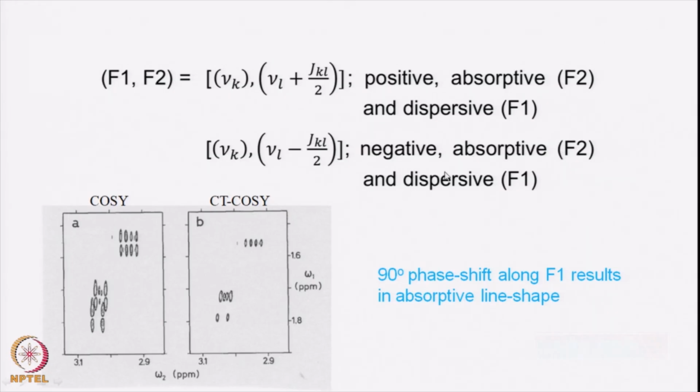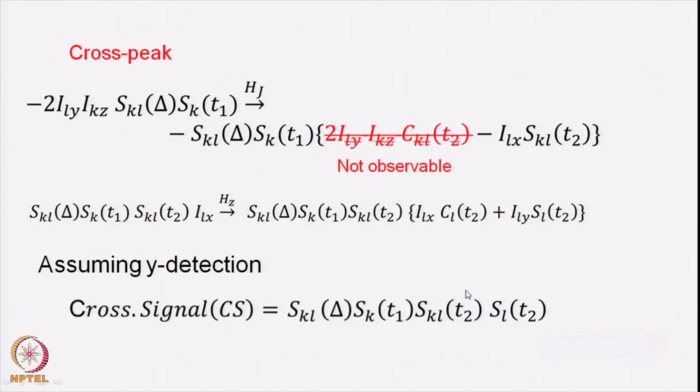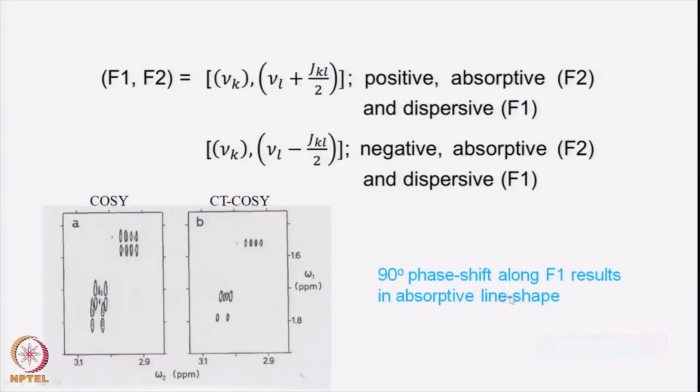And what was in the previous case, for the diagonal peak I had the dispersive line shape along both F2 and F1 dimensions. They were both positive here, and dispersive along both. So therefore since there is a dispersive line shape along F1 dimension for both the diagonal and the cross peak, I can apply the same phase correction for the F1 dimension. So apply a 90 degrees phase shift along F1, this will convert this dispersive line shape into absorptive line shape, same true for the diagonal peak.